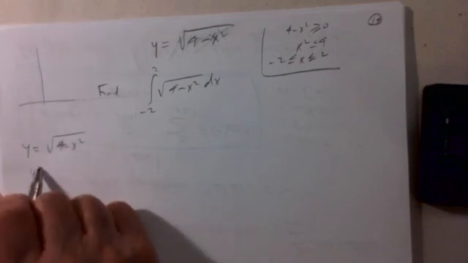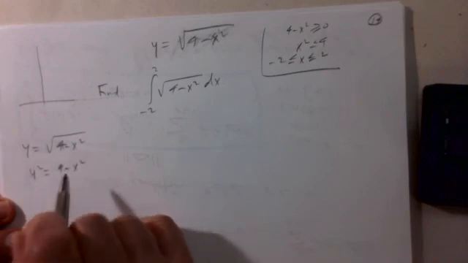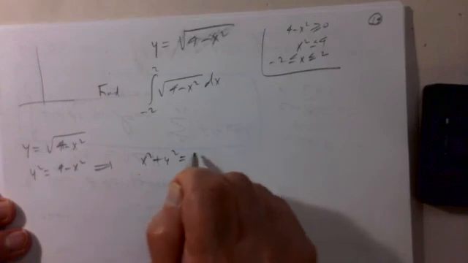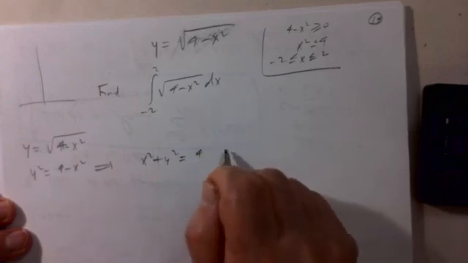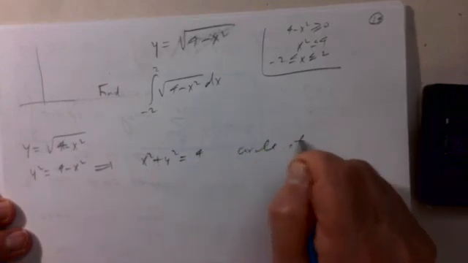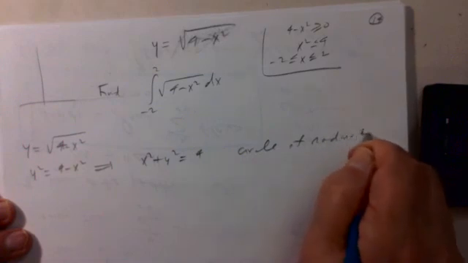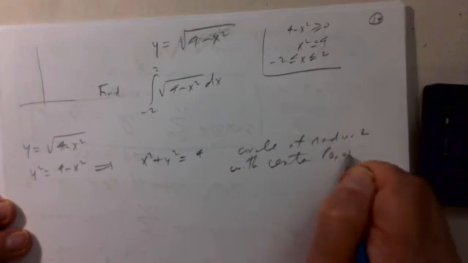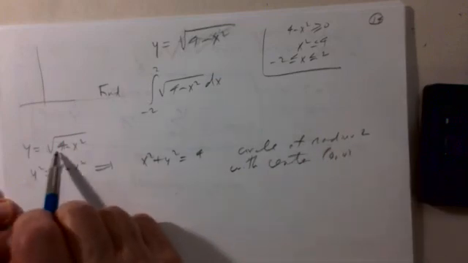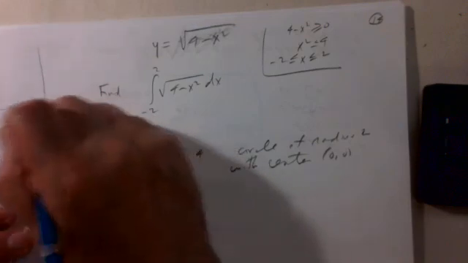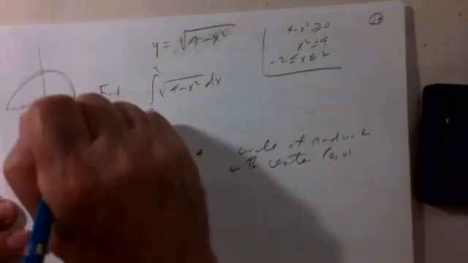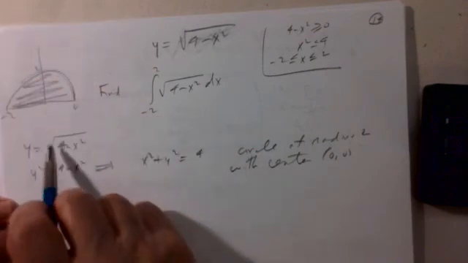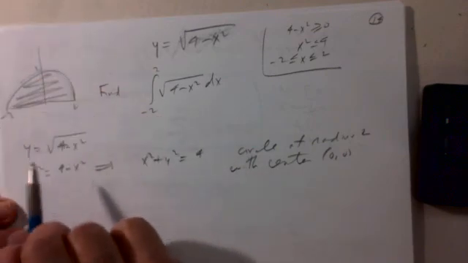That means that y squared is 4 minus x squared, which means x squared plus y squared equals 4. And this is the equation of a circle of radius 2 with center at the origin. And if I take the square root, that always means the non-negative square root. So this is the curve, from minus 2 to 2. The graph is this semicircle.